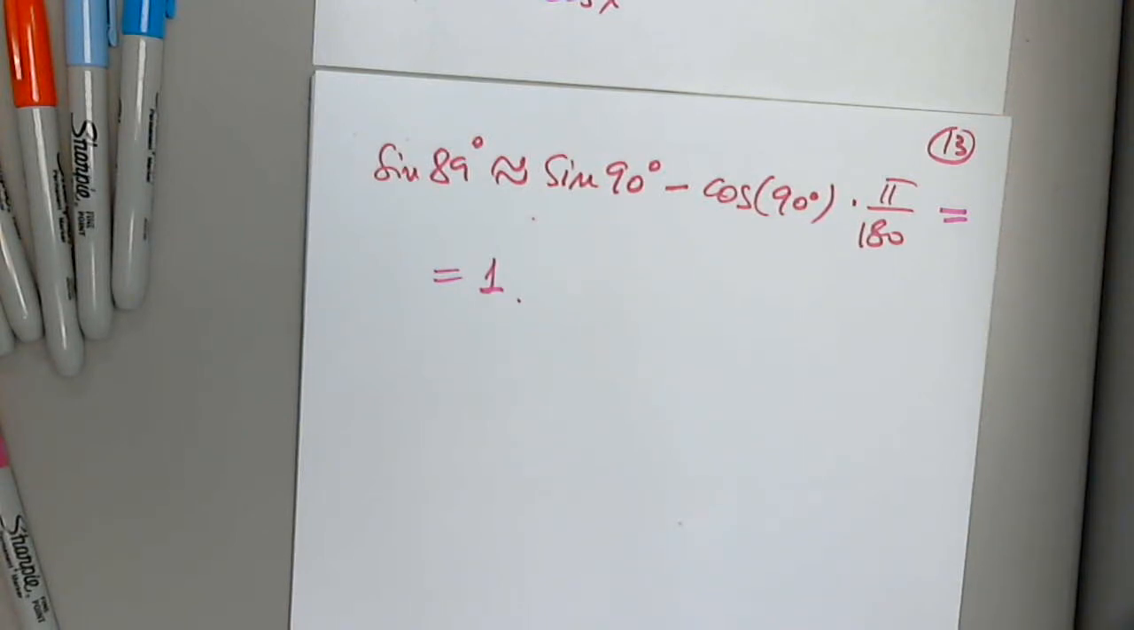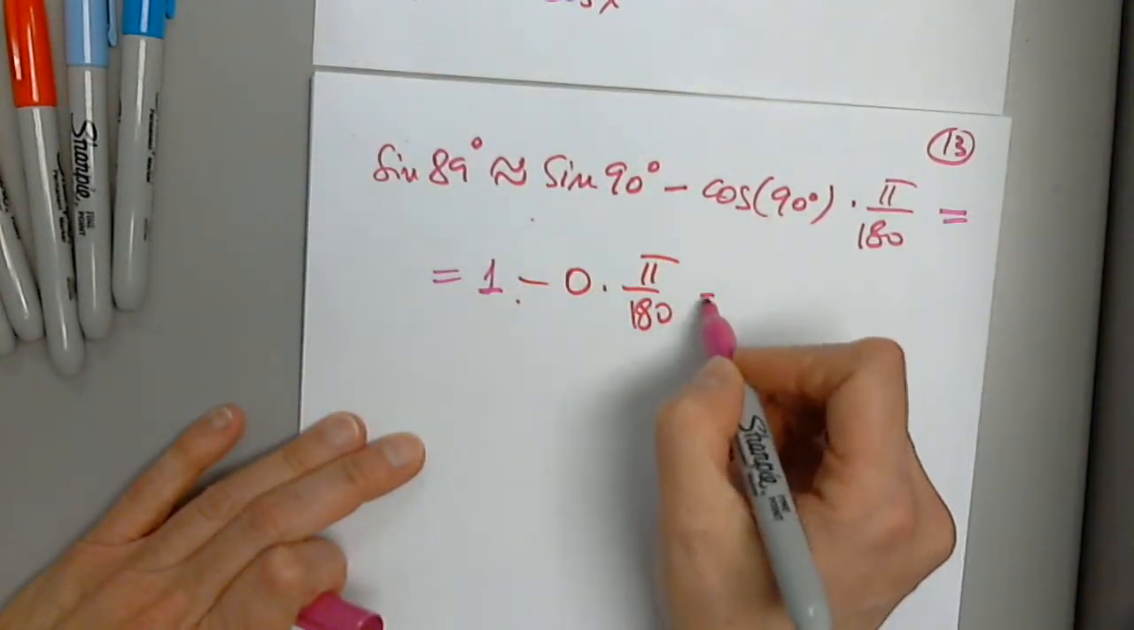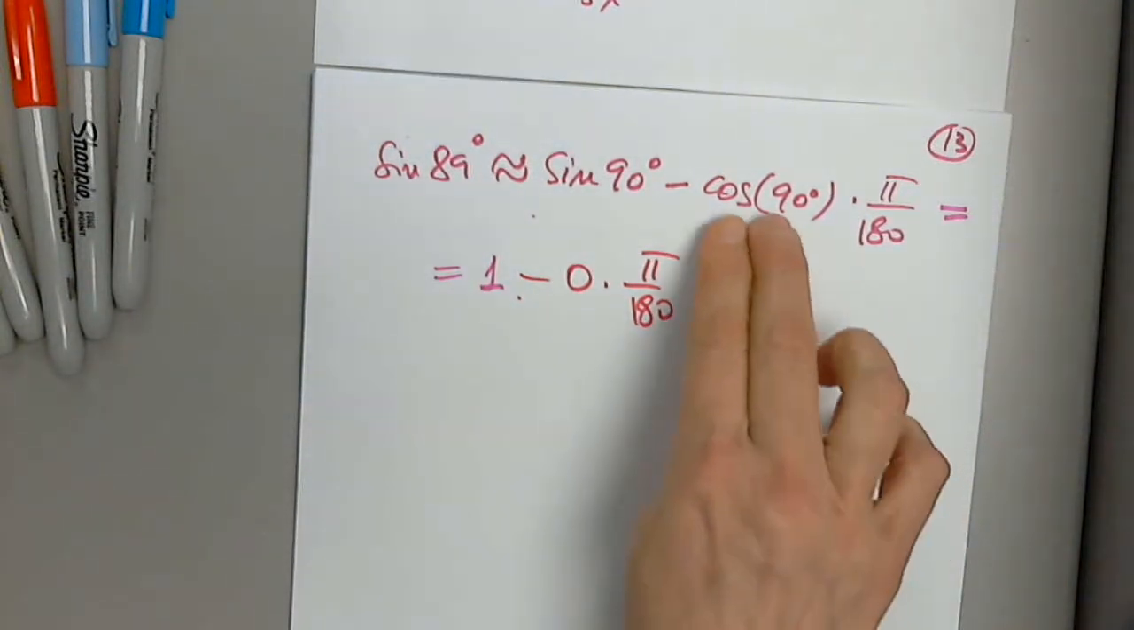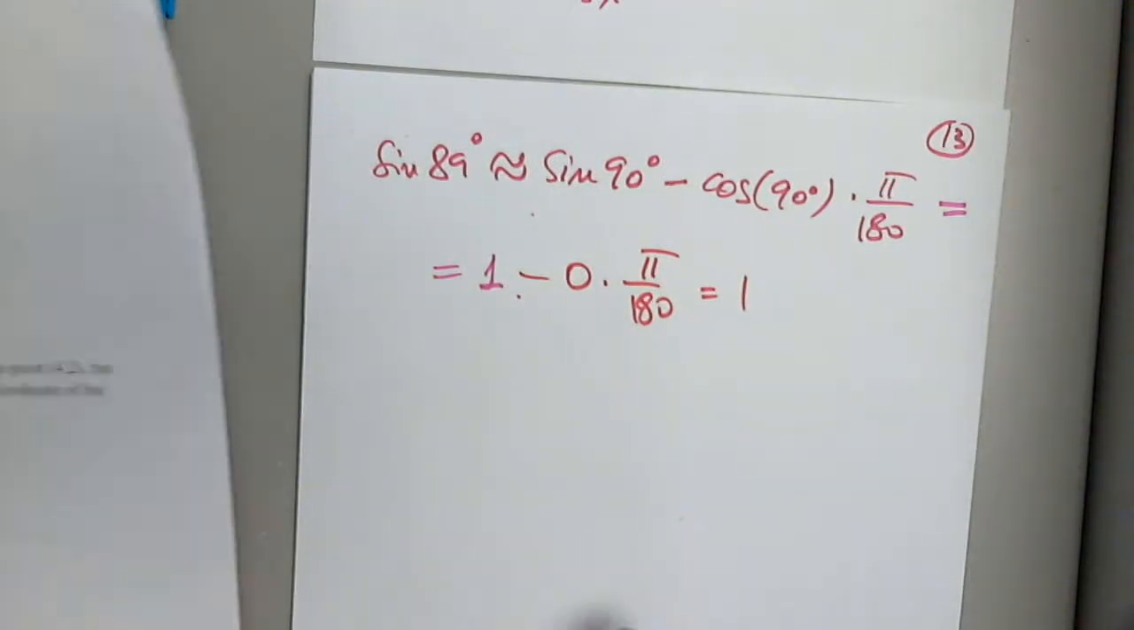Yes, please, Brandon. So when we got 1, do you not use the pi over 180? But this is 0. So minus 0 times pi over 180 is 1. Cosine 90 degrees is 0, and then you multiply by pi over 180. Good.